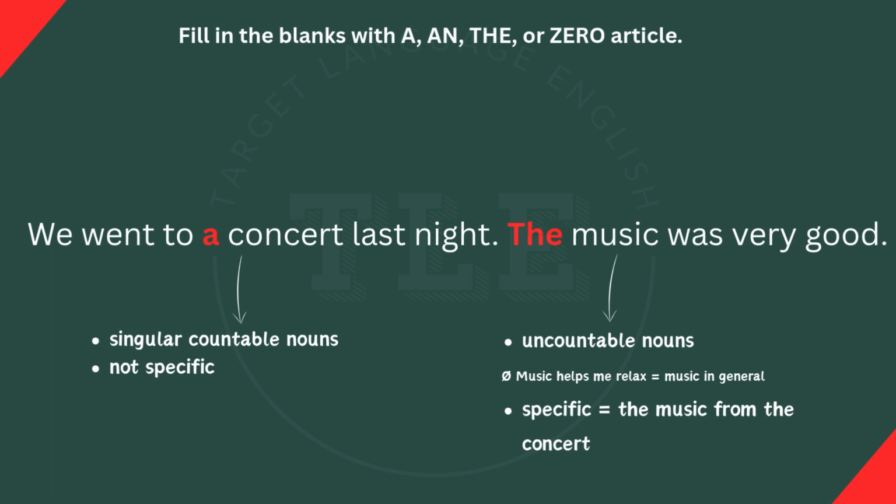Music is an uncountable noun, so on its own it wouldn't normally take an article, like in the example music helps me relax. But here in our example we're not talking about music in general. It's specifically the music from the concert we just mentioned. Both the speaker and the listener know exactly which music is meant, so it becomes specific enough to take the.